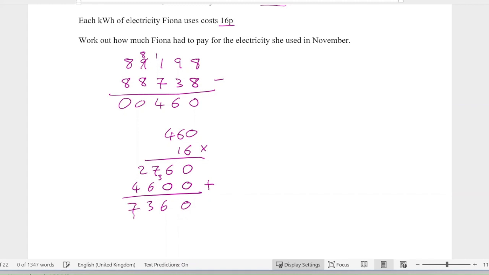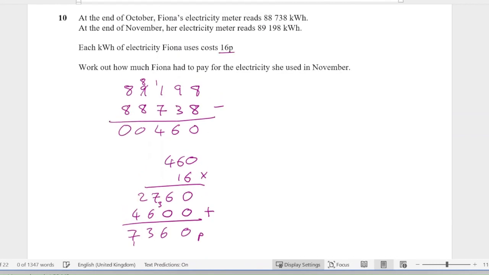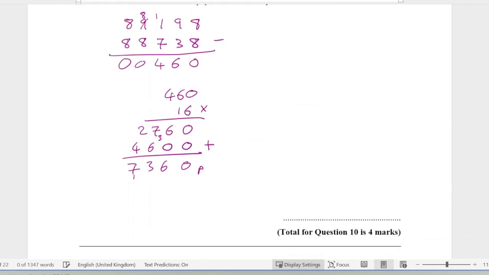So that's going to be my digit value, and that's going to be in pence. Does it specify in pounds? It doesn't, so I think I could get away with that, but by convention I would convert that into pounds. So that's going to be £73.60. And I've just had a quick look: the mark scheme states that I can accept 73.6 or 7,360. So we could have left it in pence.